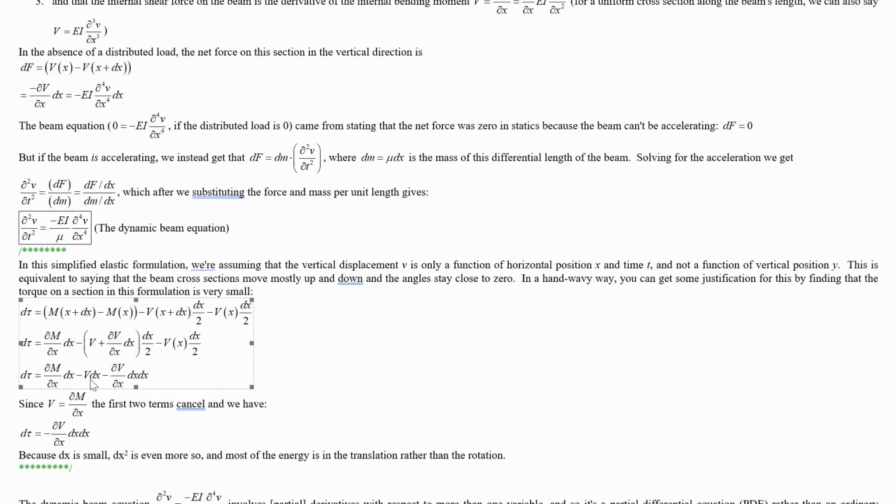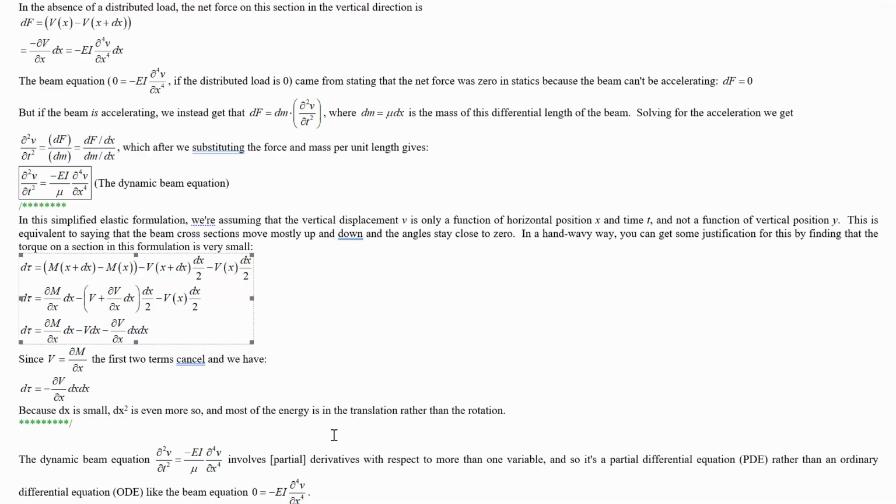The dx over 2 from each of these goes in the same direction with this regular shear force. So we end up with a v dx, but because v is del m by del x, this cancels with that. So you have that the net torque on this thing is only del v by del x times dx squared, and dx squared is very small, so the net torque ends up being not much of a factor compared to what's going on with the vertical displacement.